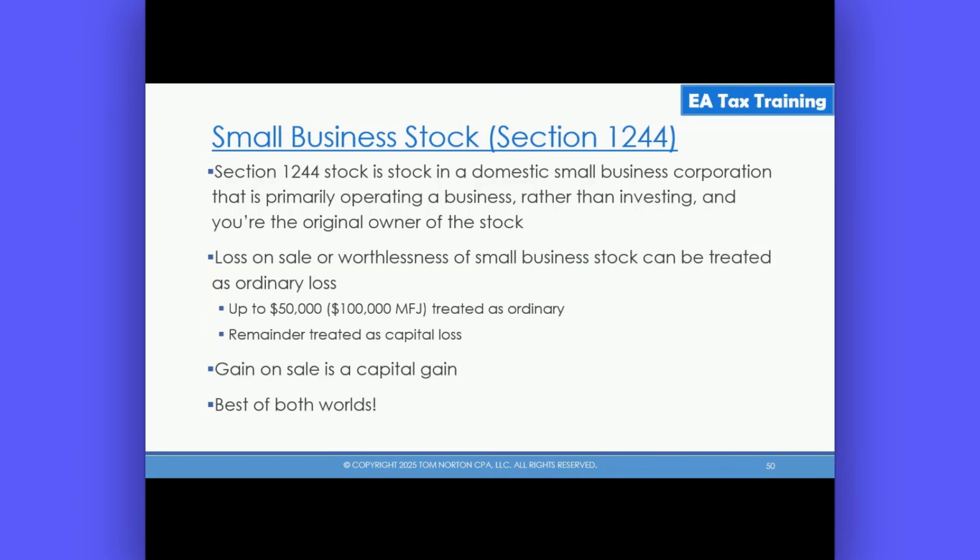Any gain on the sale of Section 1244 stock is a capital gain. So this is a good deal. Remember, we said taxpayers like to have capital gains and ordinary losses. That's exactly what you're getting with Section 1244 stock. If you have a loss, it is an ordinary loss up to those limits, which means there's no $3,000 maximum for the year. You can take the whole loss for the year. And if it's a gain, it is a capital gain, so you get those favorable capital gains tax rates. So it really is the best of both worlds.